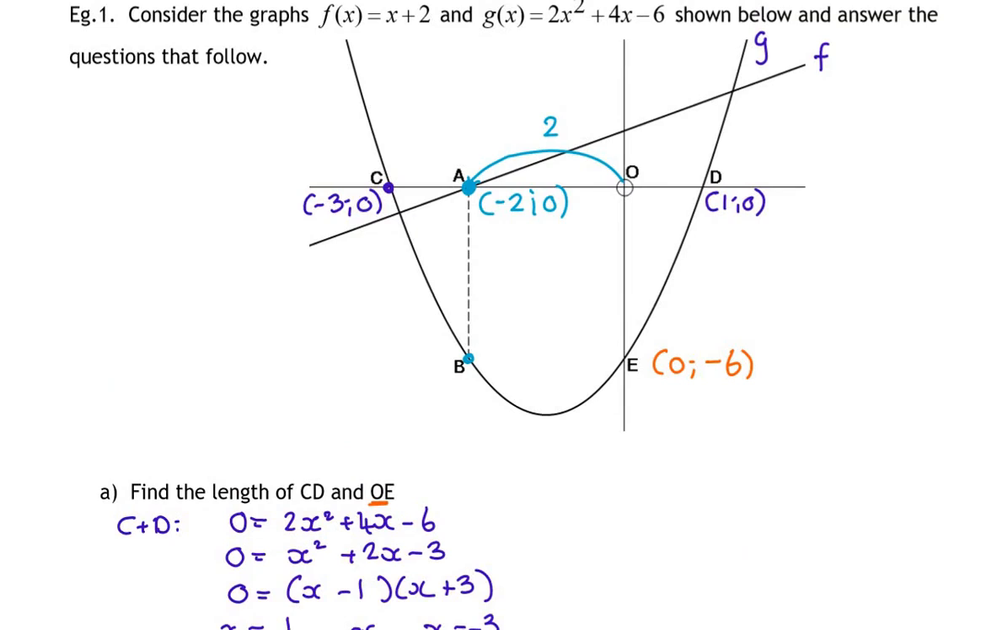So if I scroll up here, what does that mean? This means that if A is at negative 2, this coordinate is negative 2, negative 6, which kind of makes sense because there's a symmetry happening here. Now, that's all you need.